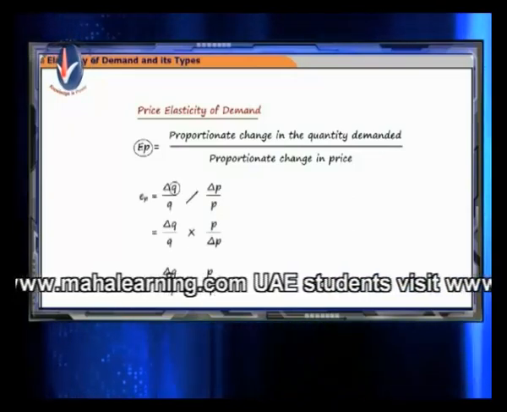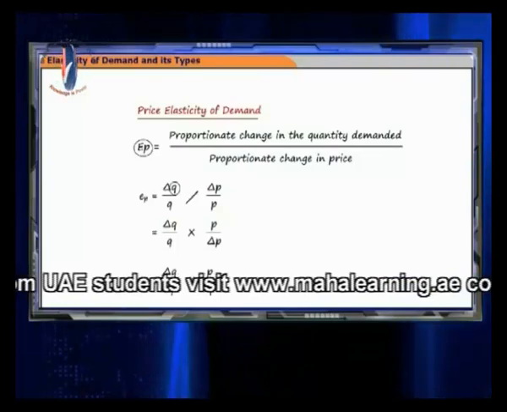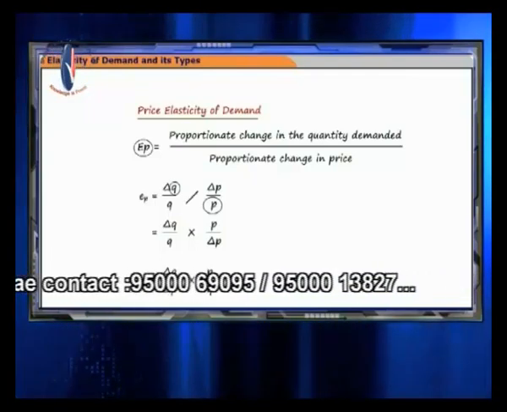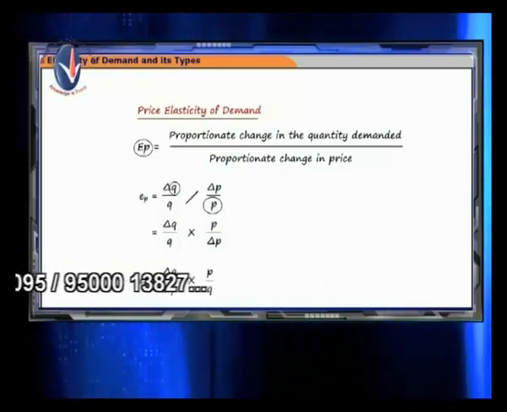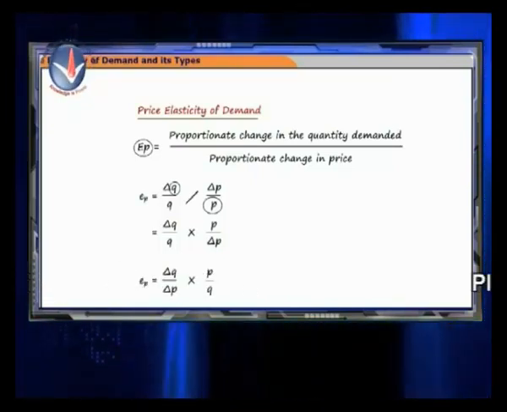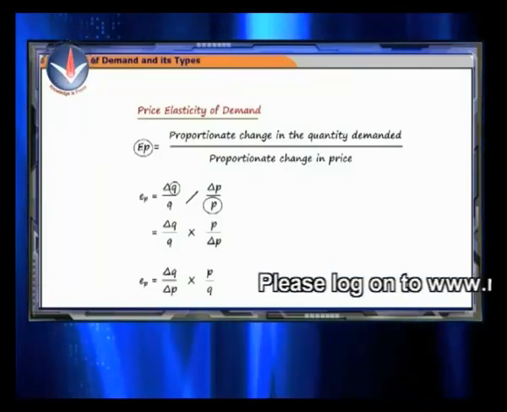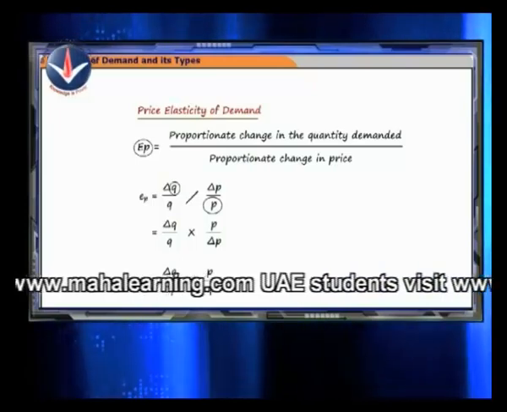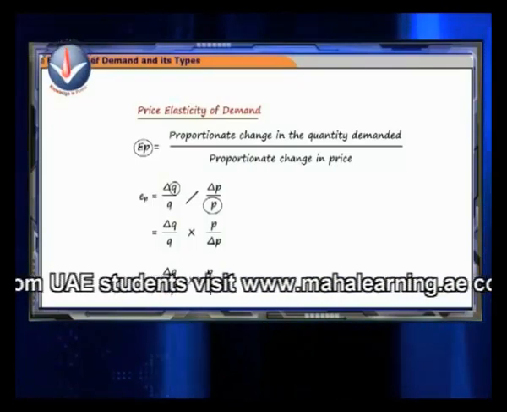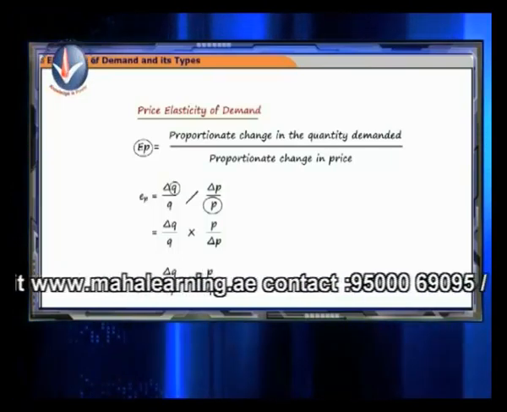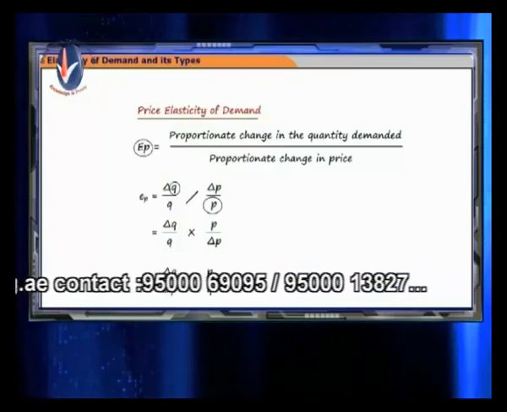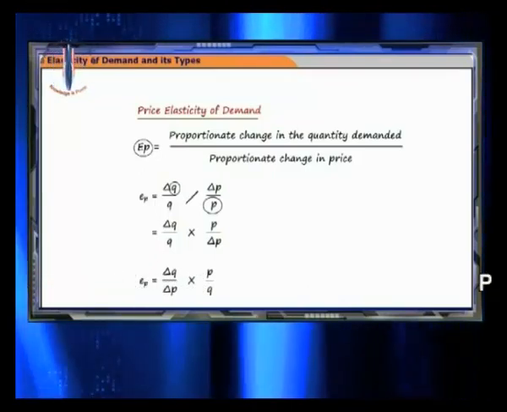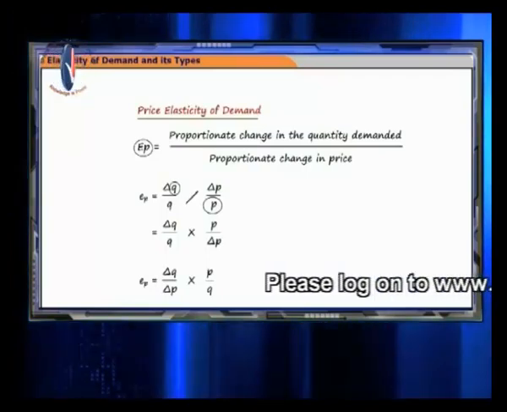Q stands for quantity demanded. P stands for the price of the product. Delta Q stands for the change in quantity demanded, and delta P stands for the change in the price. So, the proportionate change in quantity demanded would be delta Q by Q, the whole divided by the proportionate change in price, which is delta P by P. By inverting it, you get delta Q by Q into P by delta P, and finally it is delta Q by delta P into P by Q. That is the final formula, which you can use in solving problems.